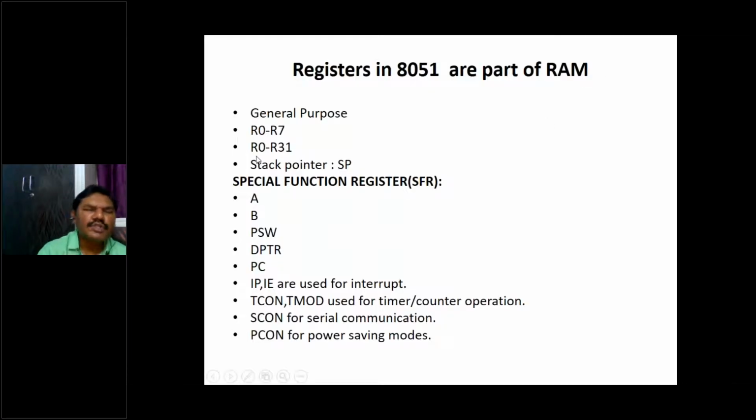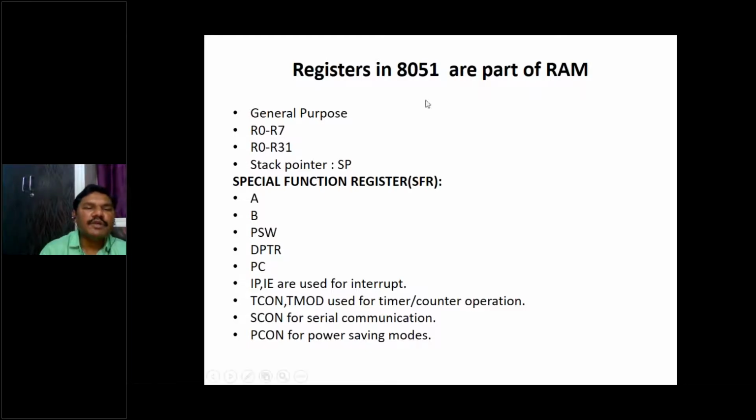Understood? So the 8051 also has 32 registers, and these 32 registers are internally segregated into banks of 8. These 32 registers will not be called R0 to R31. The first 8 are R0 to R7, the next 8 are also R0 to R7, and the next 8 are also R0 to R7. That I'll show you how.